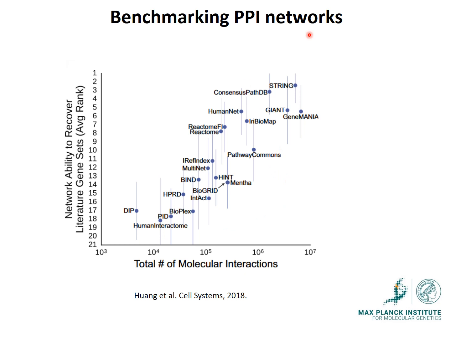Now, the PPI networks have been benchmarked by an independent group, for example on their ability to recover disease genes, and the ConsensusPathDB has performed as one of the best PPI networks that you can get nowadays.